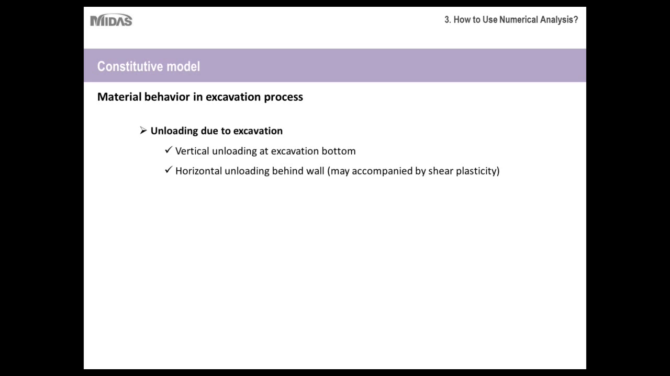So let's see how the material actually behaves in the excavation process. First of all, there is a huge unloading due to excavation, like I just mentioned. Vertical unloading due to removal of the earth mass at the excavation bottom, and then there is horizontal unloading behind the wall, and that may be accompanied with plastic shear failure. Then we have a primary loading due to pre-stressing.